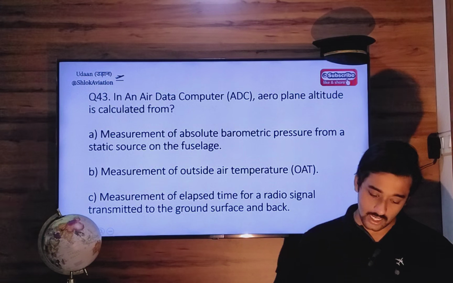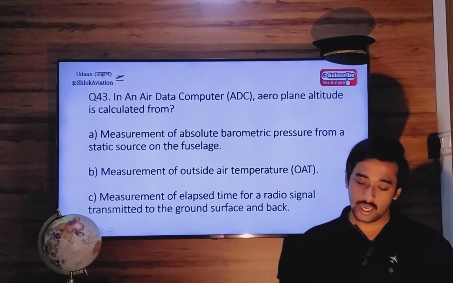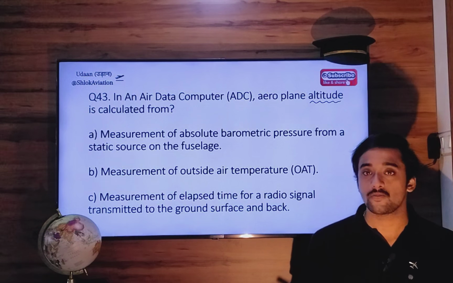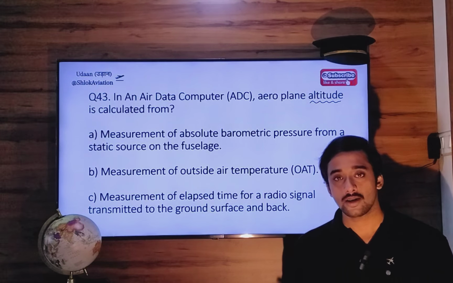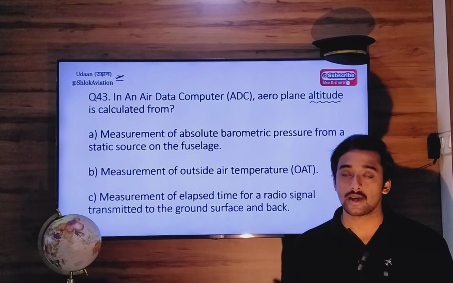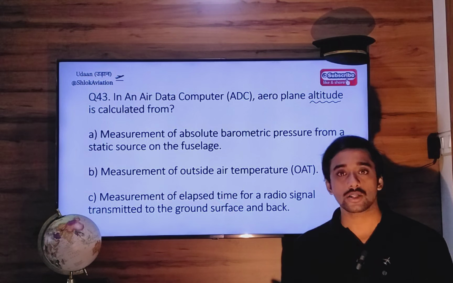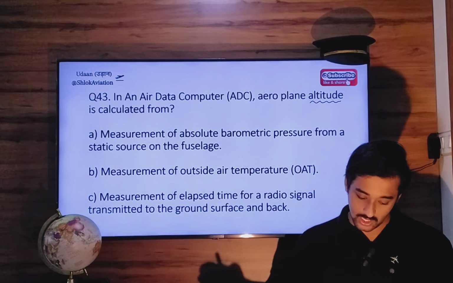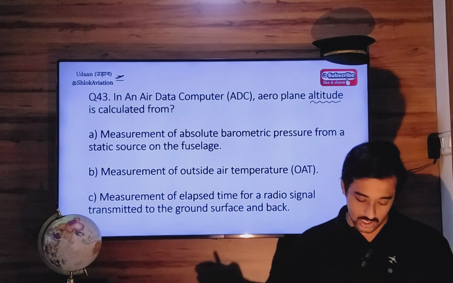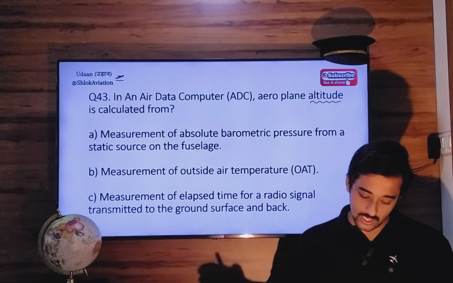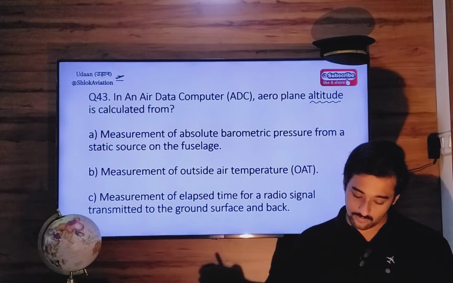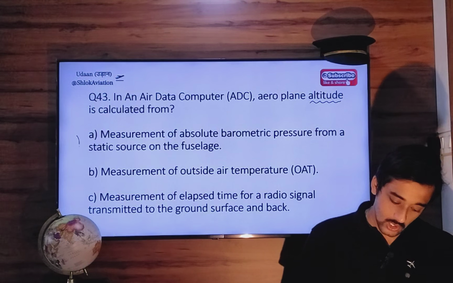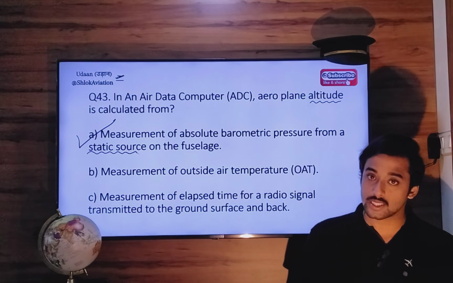43. An air data computer. In air data computer, aeroplane altitude is calculated from what? Altitude is shown by an altimeter. Altimeter is nothing but your pressure instrument, and it works on static pressure. So, measurement of absolute barometric pressure from a static source on the fuselage, measurement of outside air temperature, measurement of elapsed time for a radio signal transmitted to the ground surface and back. So correct option is option A. Static pressure comes from the static source.